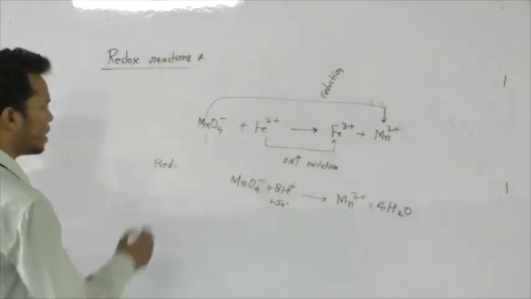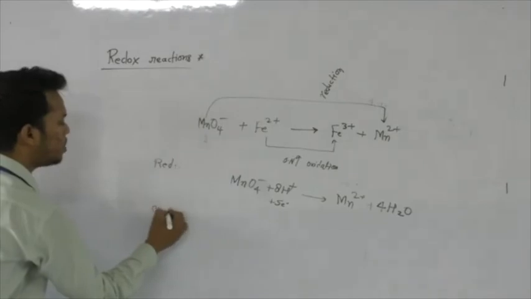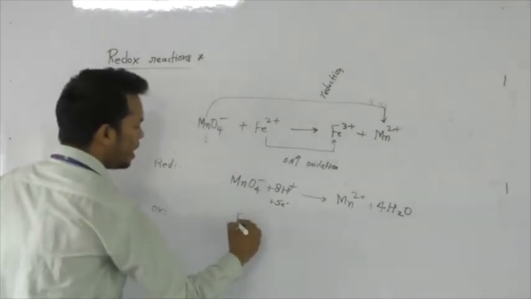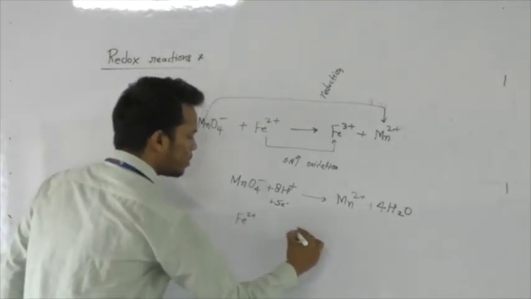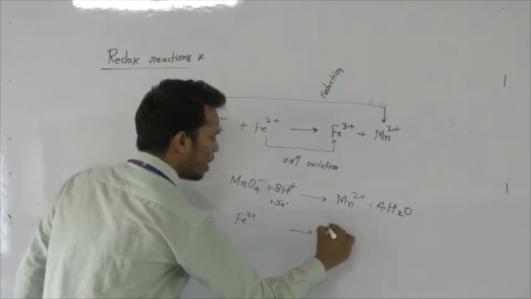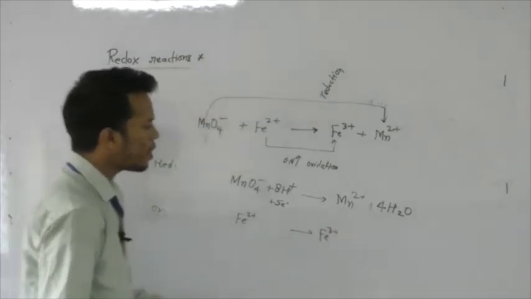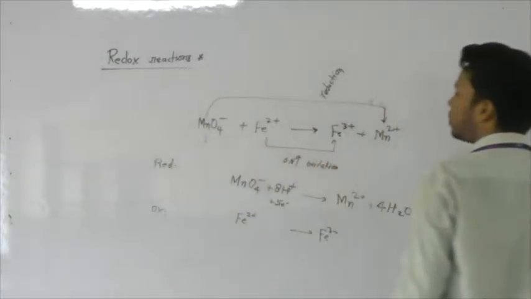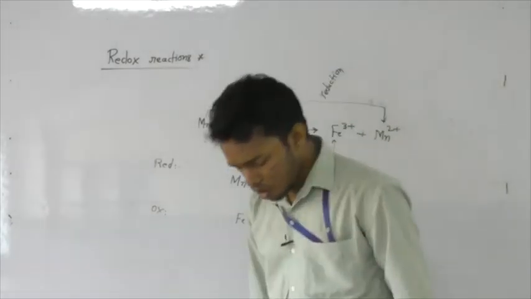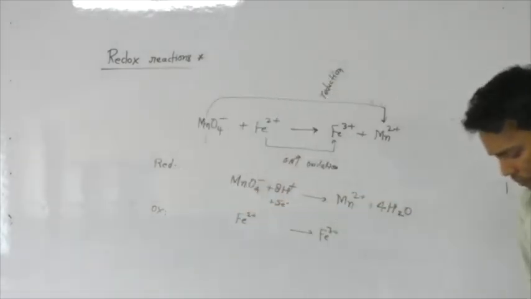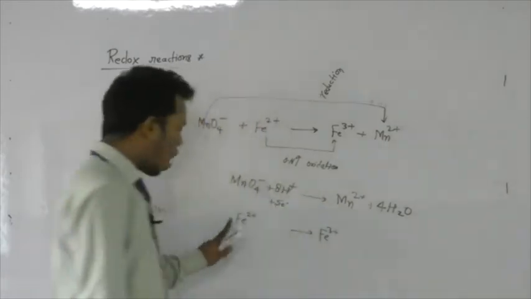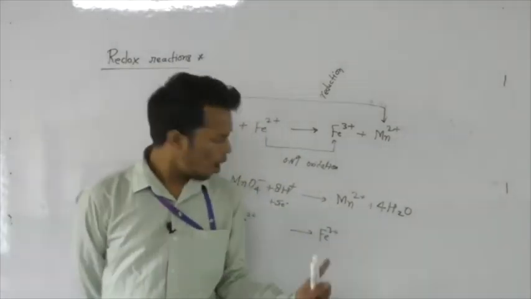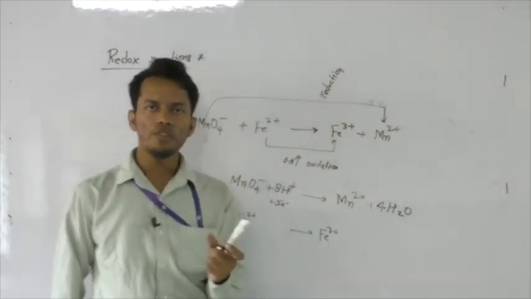The second process is oxidation. So Fe2 plus will give you Fe3 plus. Okay, now you have to balance that. How many Fe here? 1 Fe. How many Fe here? 1 Fe. That means it is already balanced.